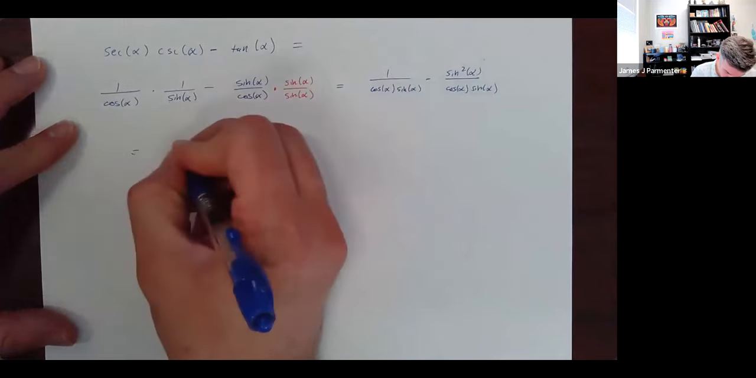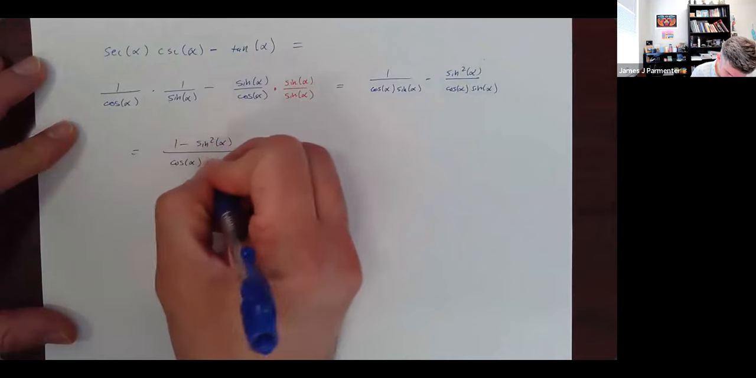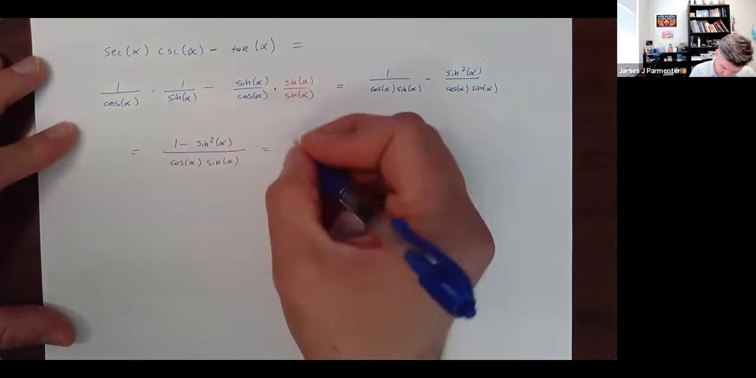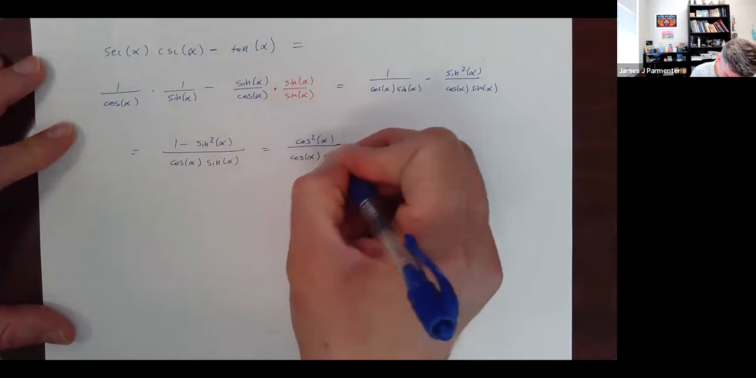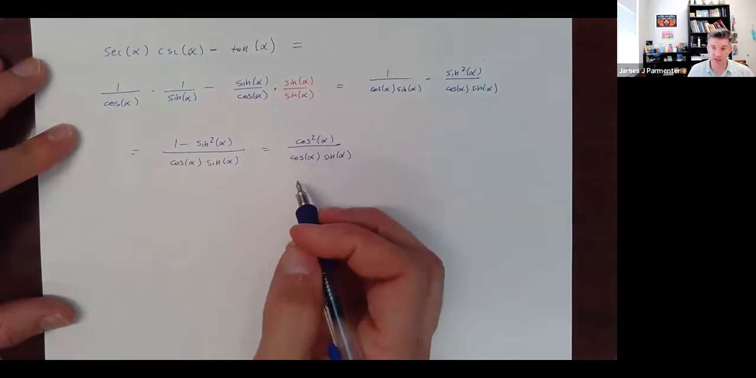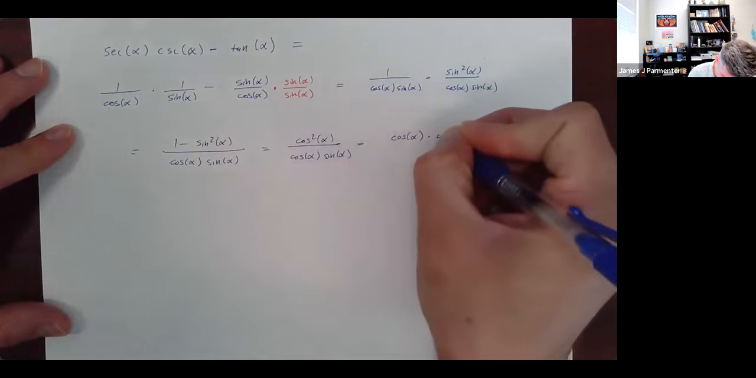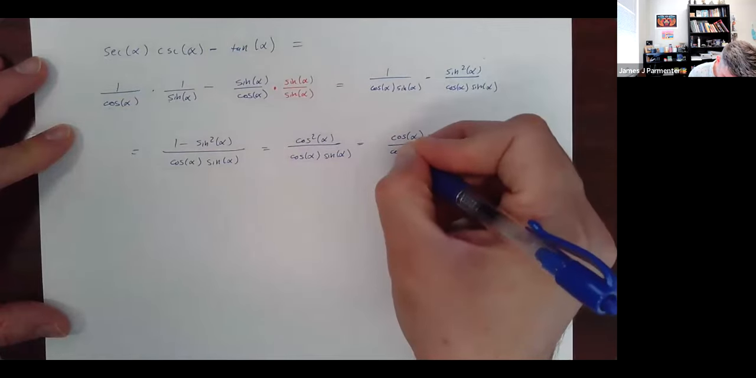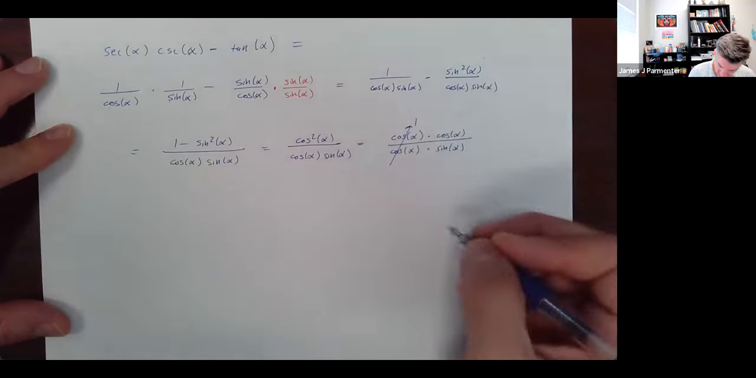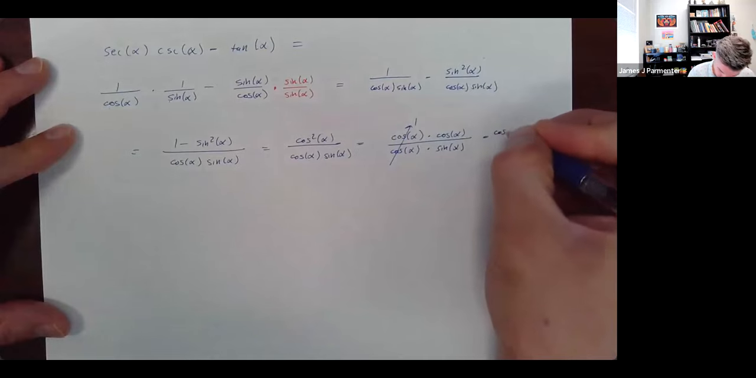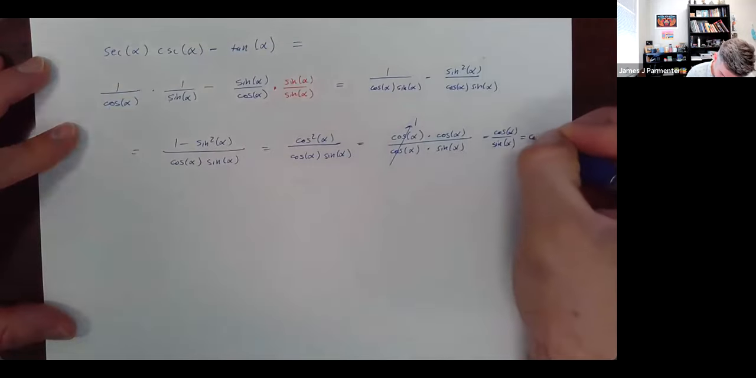This is going to equal 1 minus sine squared of alpha over cosine of alpha times sine of alpha. But 1 minus sine squared of alpha is equal to cosine squared of alpha, all over cosine of alpha times sine of alpha. You can say cosine squared divided by cosine is just 1 cosine, or if you really wanted to, you could say cosine squared of alpha is cosine of alpha times cosine of alpha, and then divided by cosine of alpha times sine of alpha. Cosine divided by cosine is just 1. We're left with cosine alpha over sine of alpha, but there's a quotient identity for that. Cosine over sine is the same as cotangent of alpha.